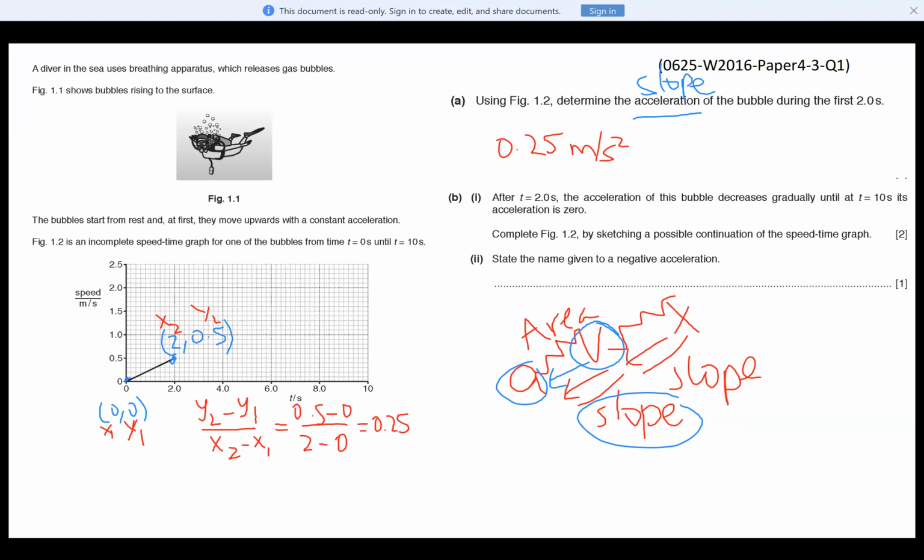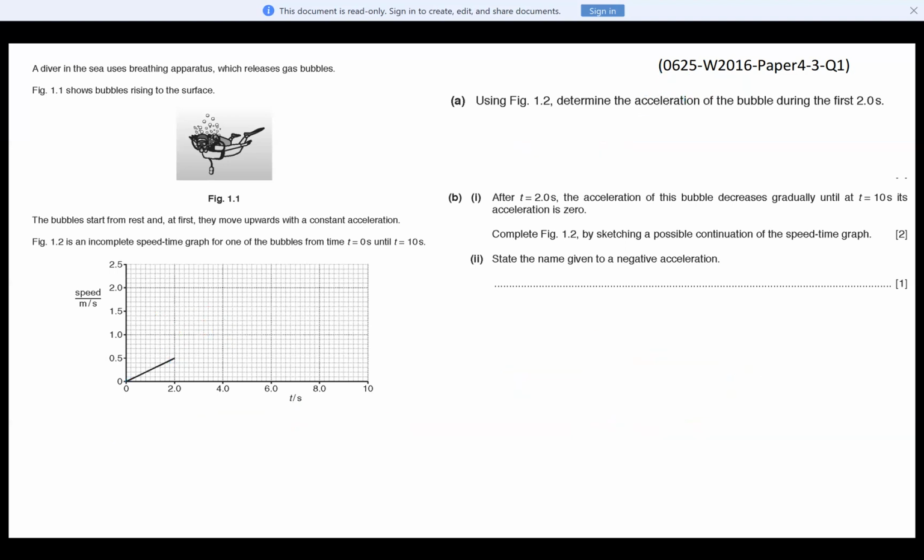So after t equals 2, the acceleration of this bubble decreases gradually until at t equals 10, its acceleration is 0. Complete figure 1.2 by sketching a possible continuation of the speed time graph. So like we said in A, the acceleration is the slope. So we want a decreasing slope, and we just said in the previous problem that this looks something like a frowning face. And then the acceleration is 0 at t equals 10.